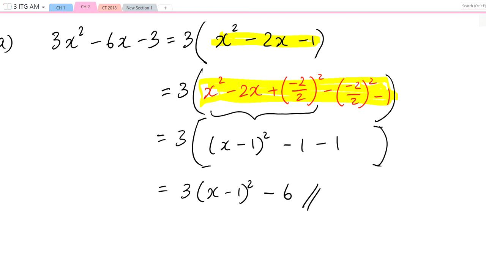It is equivalent to 3(x minus 1) squared minus 6. Do you think this parabola has a minimum or maximum value? Minimum or maximum? Minimum. How do you decide? The coefficient of x squared is positive. So I'm expecting a parabola looking like this, right? If I write down that f(x) equals 3x squared minus 6x minus 3.